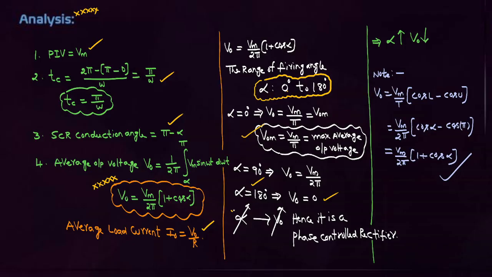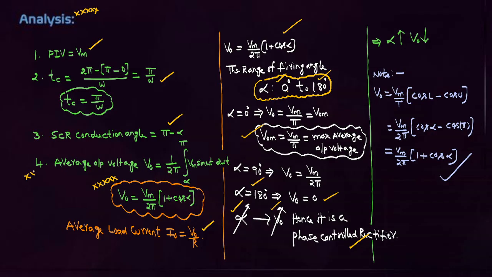By controlling firing angle alpha, we are controlling output voltage. That's why the name is given as phase control rectifier. We may expect the question for different firing angles, what is the average output voltage? What is the maximum average output voltage? Then you take alpha 0. Then what is the minimum average output voltage? You take alpha equal to 180 degrees. Yeah, this is an important observation.